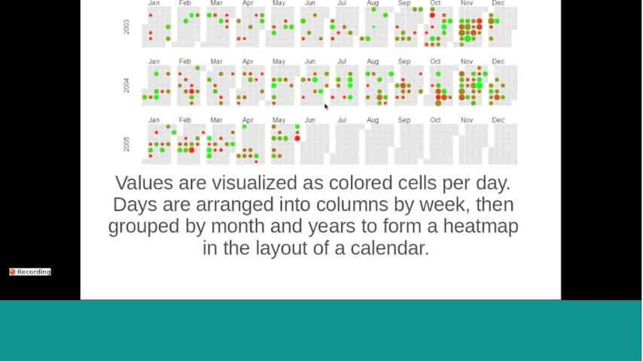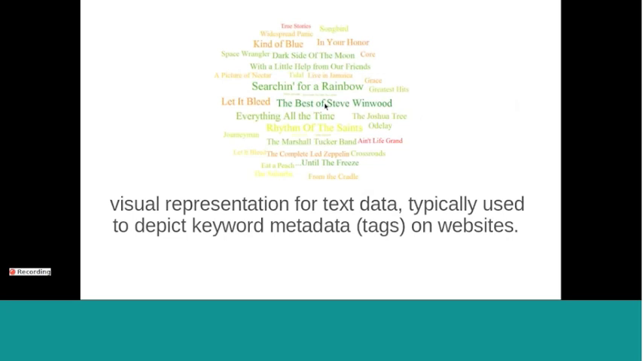It's just a different form of visualization from what we normally do, all the sales across time and other reporting. Then we have a tag cloud. It's getting famous with marketing folks these days because it's a very different kind of reporting structure. It represents text data, typically used to depict keywords and metadata tags on websites.